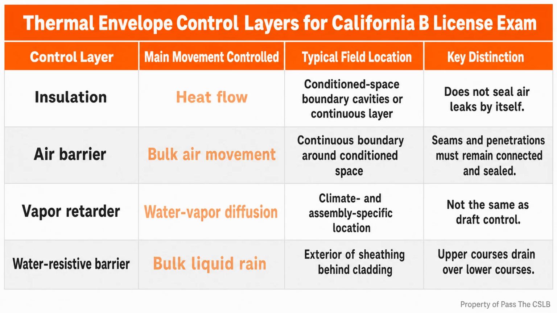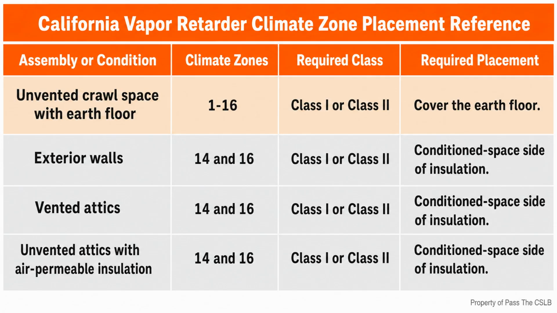Vapor retarder awareness starts with a restraint. California does not use one blanket wall rule for every climate zone. The verified location depends on the assembly and the climate zone, and complicated moisture design belongs with the approved documents and qualified design professionals. The California placement chart shows two rules worth keeping separate.